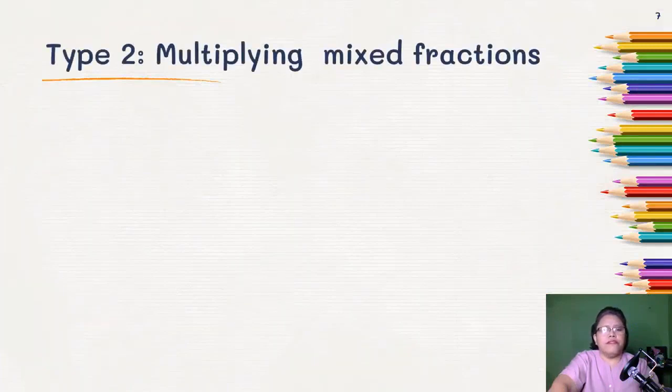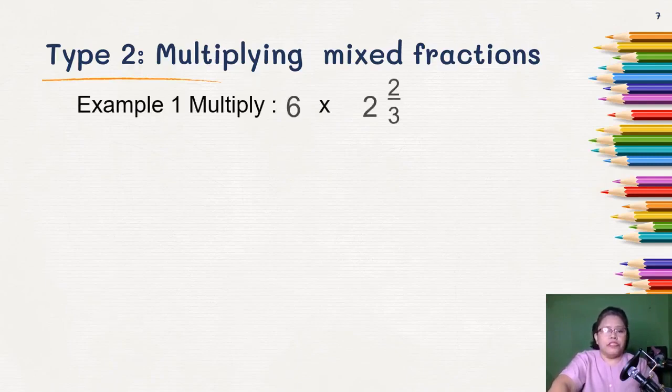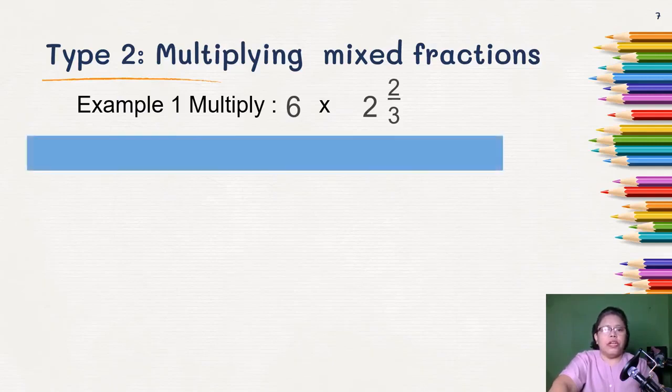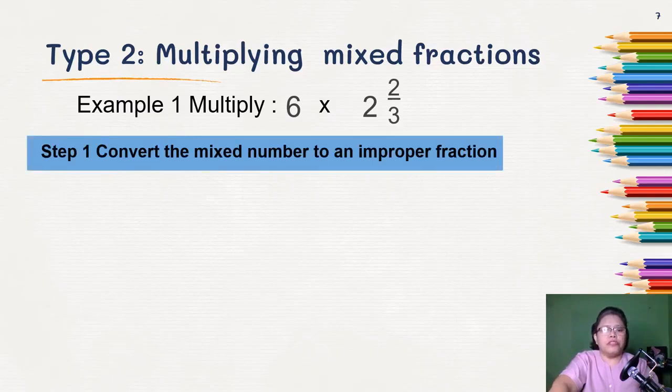Alright, let's have type 2 multiplying mixed fractions. Sabi doon sa simula ng ano natin, ang multiplication of fractions also involved multiplying mixed fractions. So, tignan natin kung paano natin gawin. Okay? So, example 1, we have multiply 6 by 2 and 2/3. Ano unang gagawin? Okay, sabi dyan, step 1, convert the mixed number to an improper fraction.